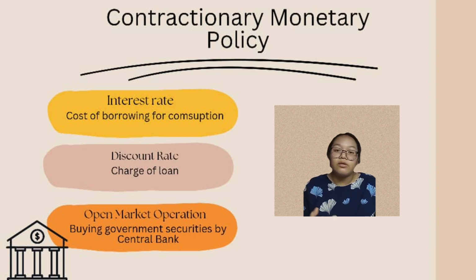Second is the discount rate. The central bank raises the discount rate so that the cost of borrowing increases and prevents commercial banks from borrowing. Otherwise, commercial banks can borrow a lot of money and lend a lot to the public.